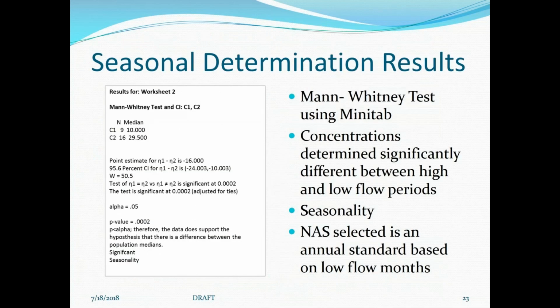Okay, and then we plug the concentrations for those 9 months of low flow and those 3 months of high flow, and determine whether there actually is a statistical difference between the high flow months versus the low flow months. And of course, there was seasonality. It did pass the test, and therefore we can move on to selecting a NASS that has the annual standard based on the low flow months.